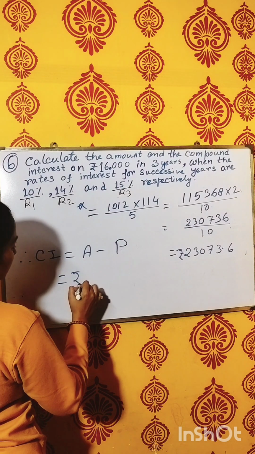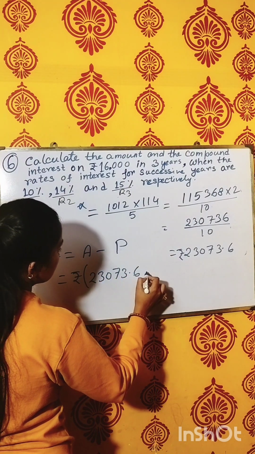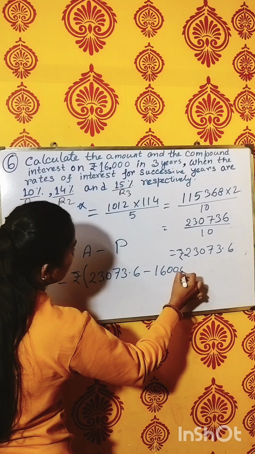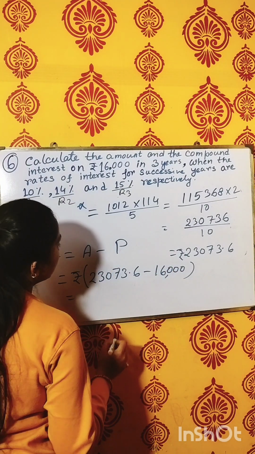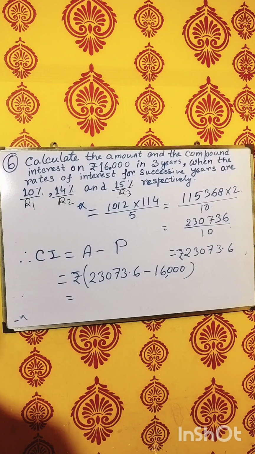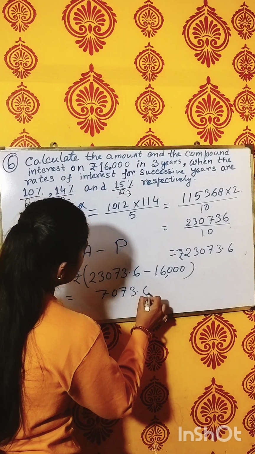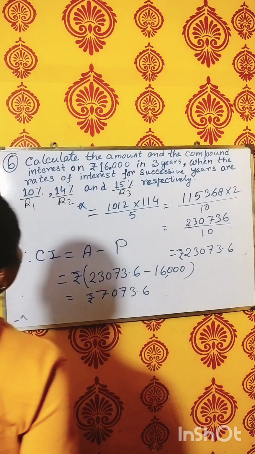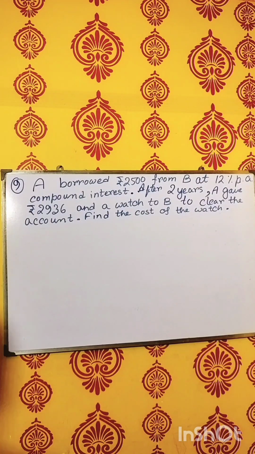Therefore, rupees 23,073.6 minus 16,000. Okay. Therefore, 7,073.6 rupees will be the compound interest. Let's see the next sum.